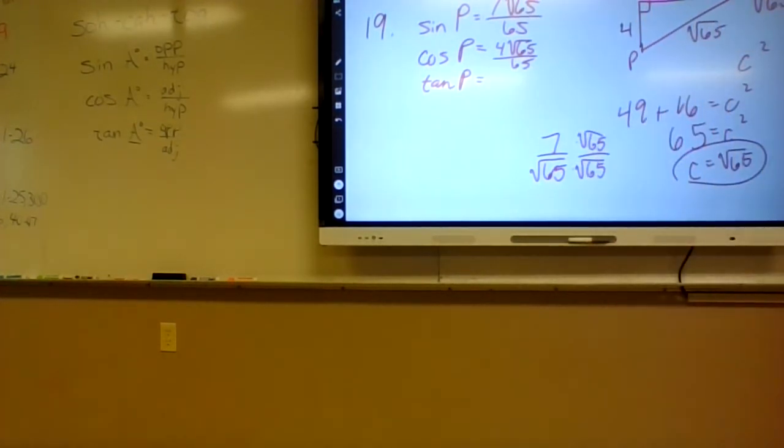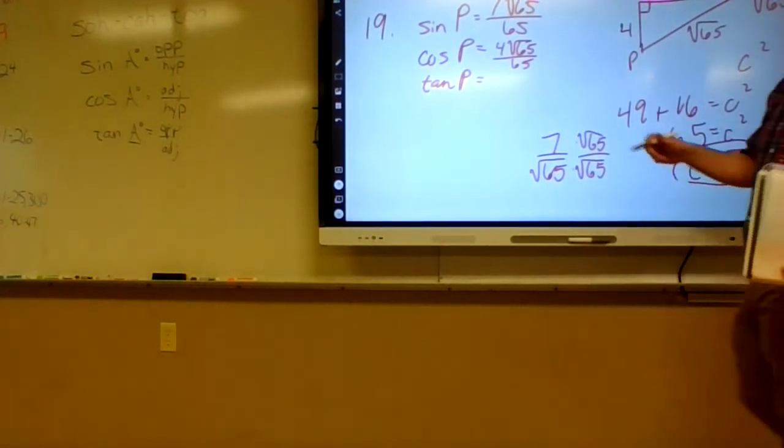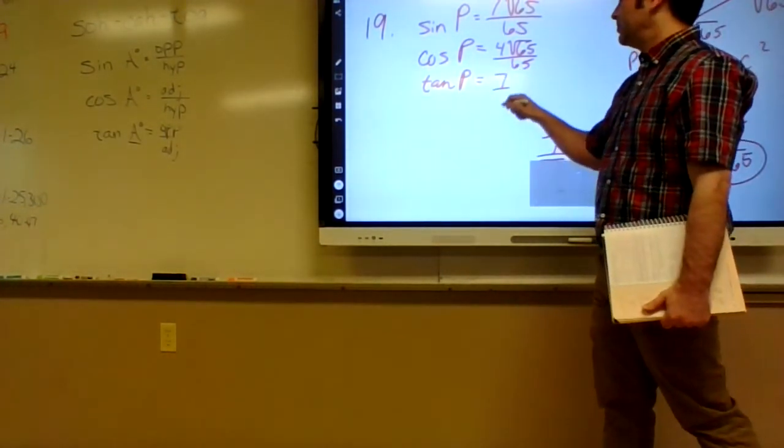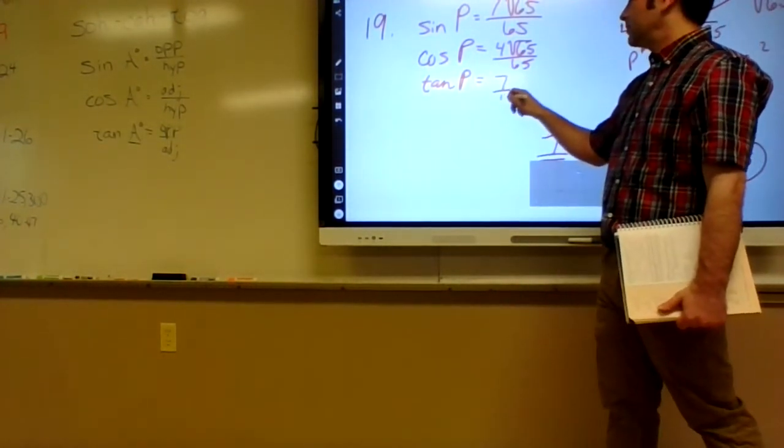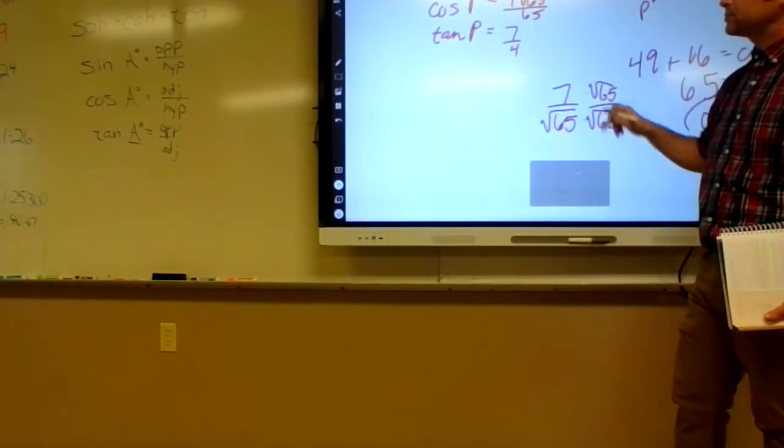Okay, Gracie, tangent is opposite over adjacent, so what's opposite of angle P? 7. What's adjacent? 4. So it's 7 over 4. And we can just leave that like it is, 7 over 4.